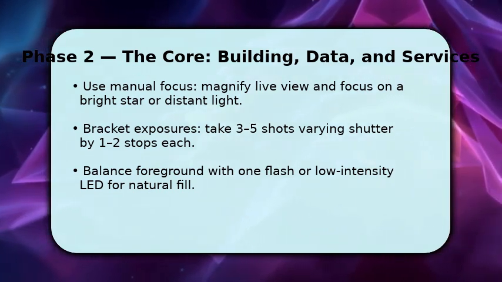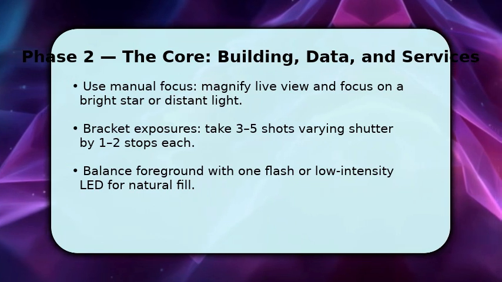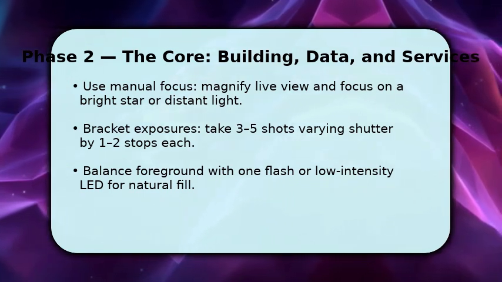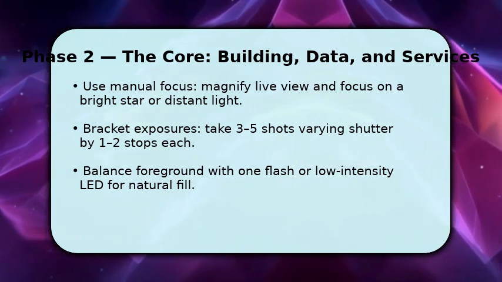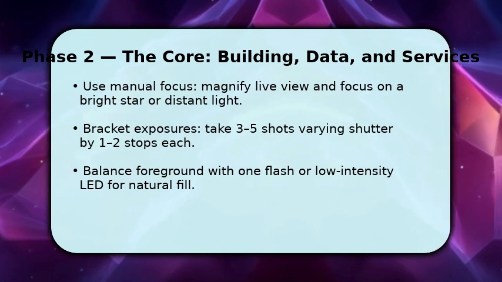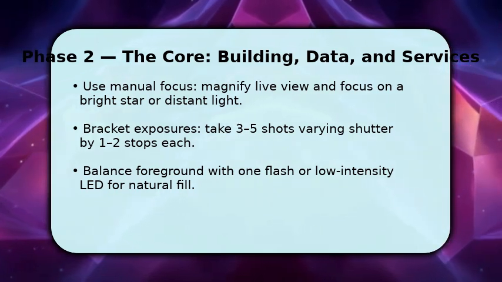shadow detail. If a foreground object needs illumination, add a single short burst from a flash or a low-intensity LED panel to blend with ambient light. Make sure to review histograms and adjust until stars and foreground are both readable.